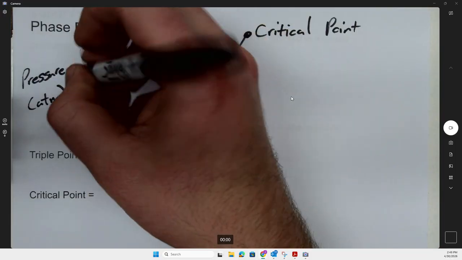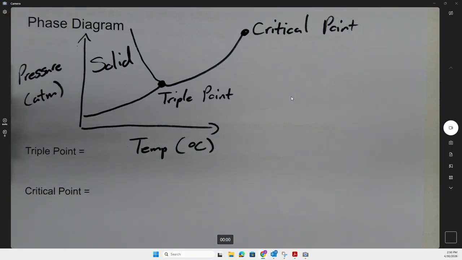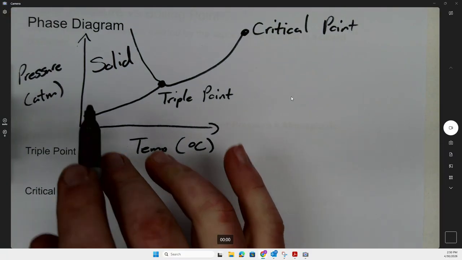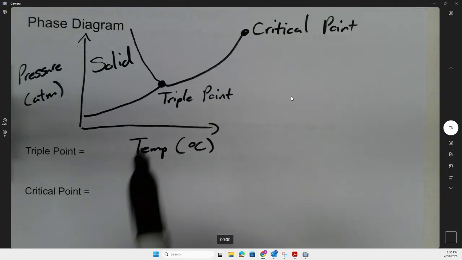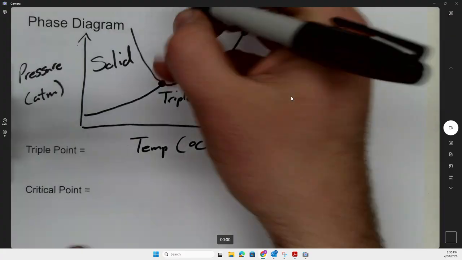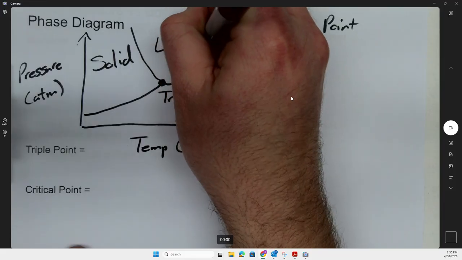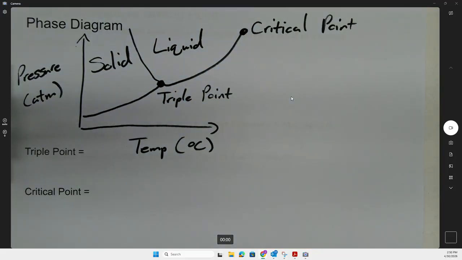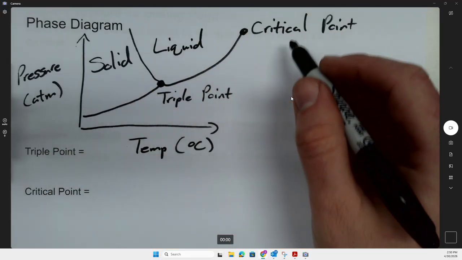My top left area right here will always be where my substance is a solid. Lower temperature, high pressure. The V of my messed up Y is where I'm going to find the pressure and temperature for my liquid of the substance. What do I think the bottom part is going to be? This area right here. Gas.